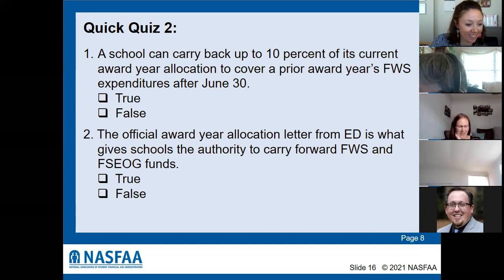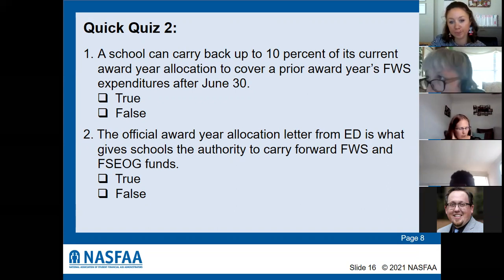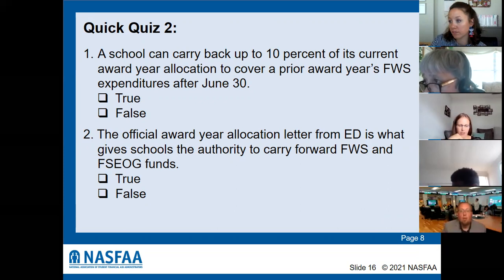It is true, but just remember, if no allocation, you cannot carry forward funds. And remember, you do not need permission to transfer funds between the programs, but you need the allocation to carry forward funds.